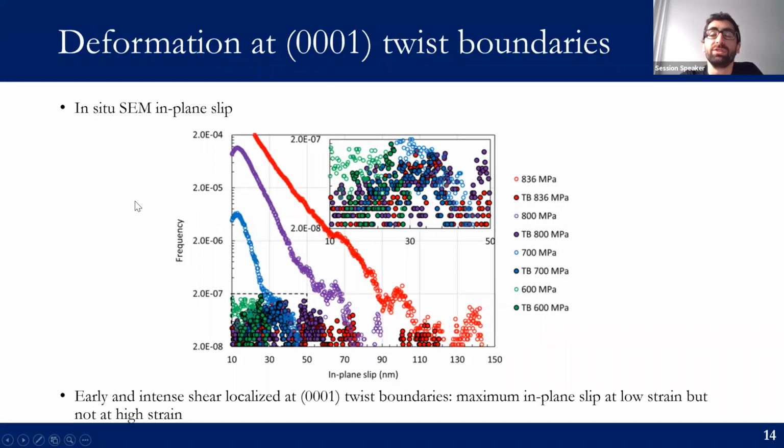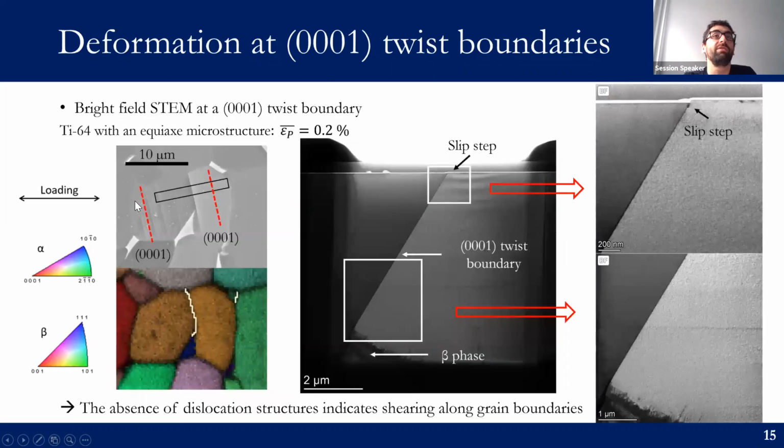In the following, we wanted to understand how plasticity initiates and proceeds at these 0001 twist boundaries. So we have deformed a Ti-6Al-4V sample with an equiaxed microstructure, the same microstructure as presented previously, up to a plastic strain of 0.2%. And we have been looking for a 0001 twist boundary that separates two primary alpha grains. We found one occurrence that is presented here.